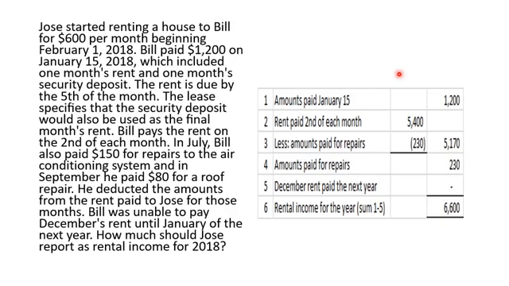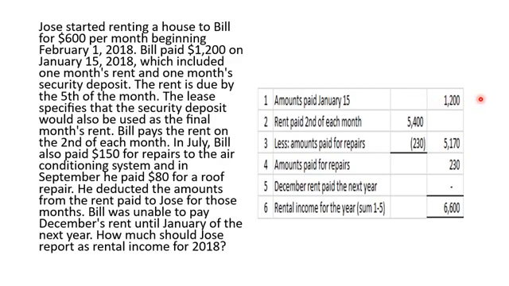In July, Bill also paid $150 for repairs to the air conditioning, and in September he paid $80 for roof repair. These amounts were deducted from his rent. Bill was unable to pay December's rent until January of next year. How much should Jose report as rental income?